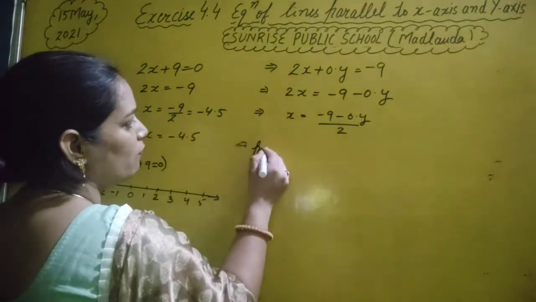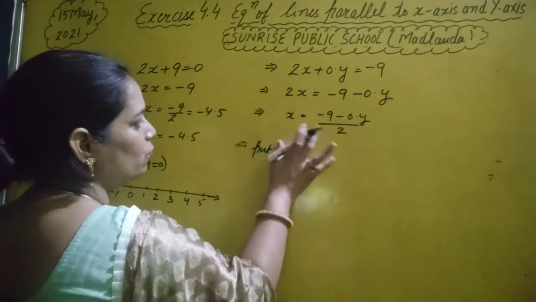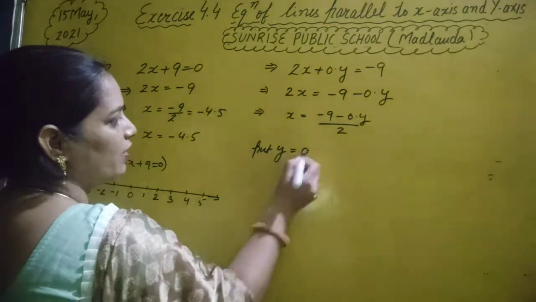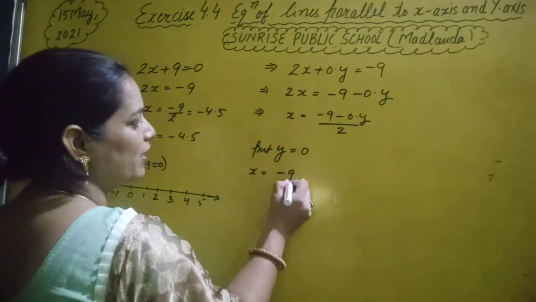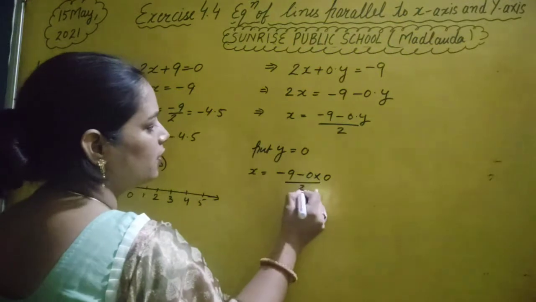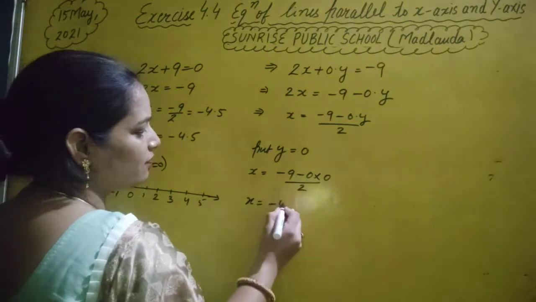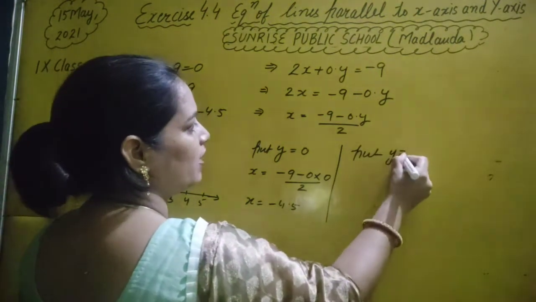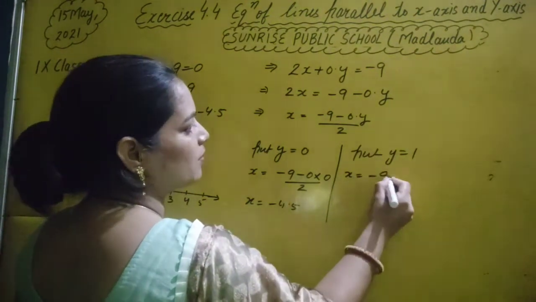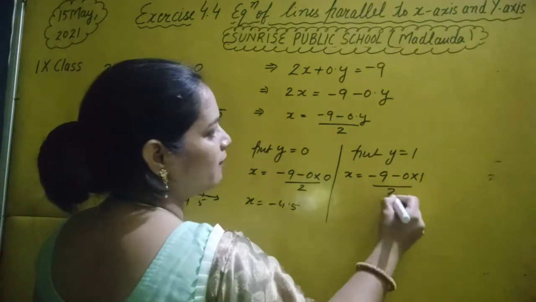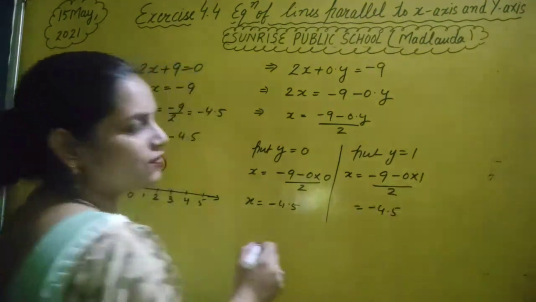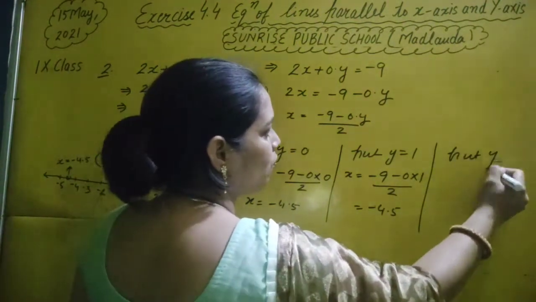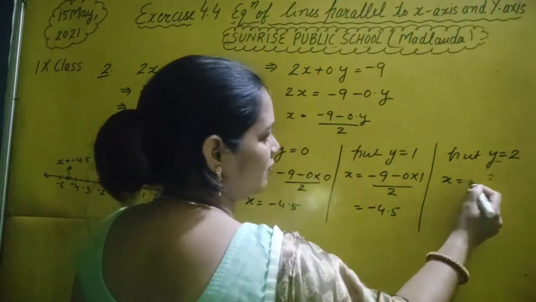So firstly we will write here, put y is equal to 0. Then find the value of x. x will be equal to -9 minus 0 into 0 divided by 2. By its solution the value of x will become -4.5. Same as by putting y is equal to 1, the value of x becomes -9 minus 0 into 1 divided by 2. Again it will be -4.5. Same as for y is equal to 2, the value of x will be same.